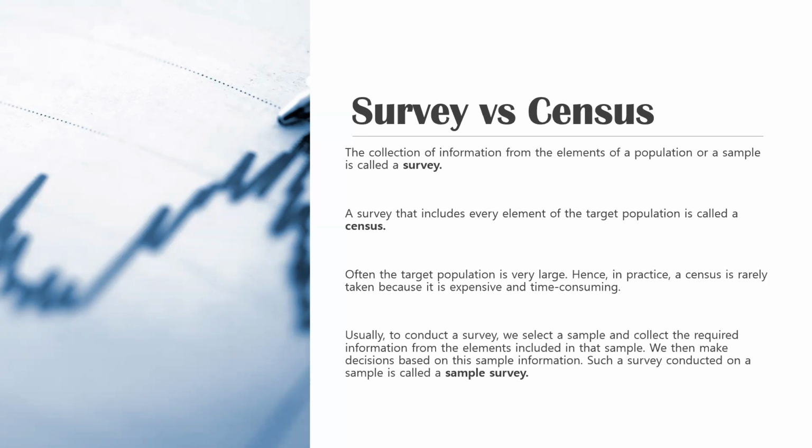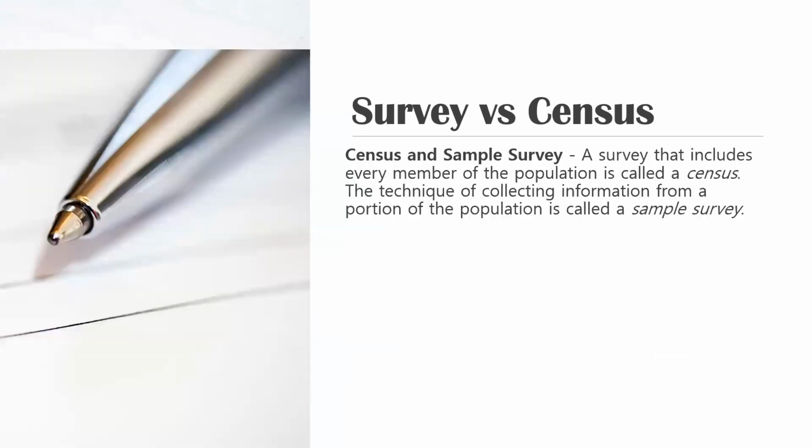Often the target population is very large, so in practice a census is rarely taken because it is expensive and time consuming. Usually to conduct a survey, we select a sample and collect the required information from the elements included in that sample. We then make decisions based on the sample information. Such a survey conducted on a sample is called a sample survey.